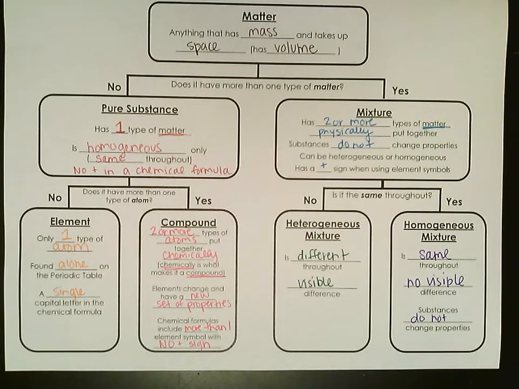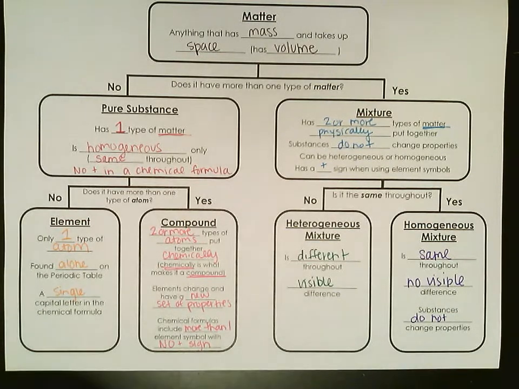So I didn't change the properties of that sugar or that Kool-Aid mix or that water, but I mixed them together so they looked different than they originally did, but they look the same throughout, or they should. If they don't, they need to stir some more, or you put too much sugar in it. Okay? So that's kind of our setup. So let's look at some examples.